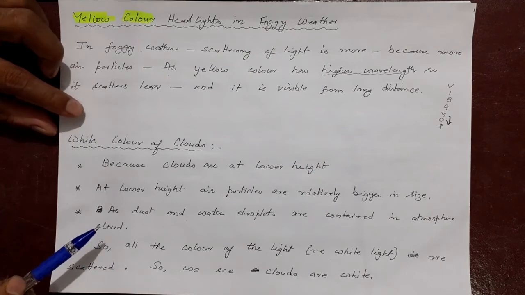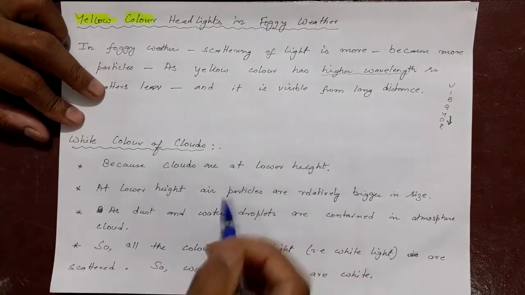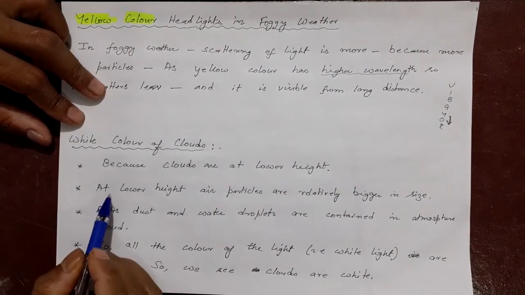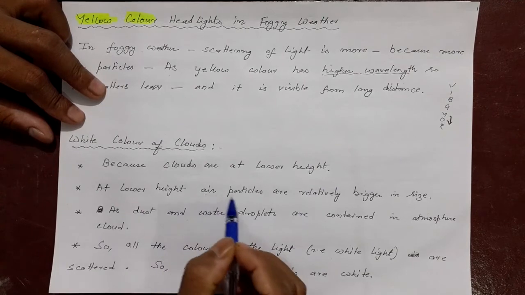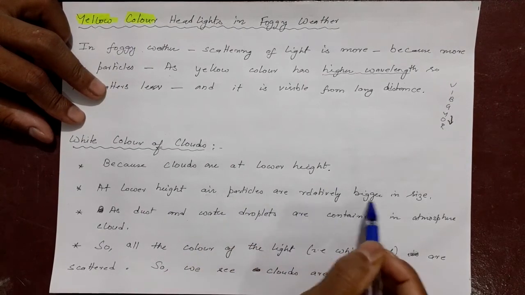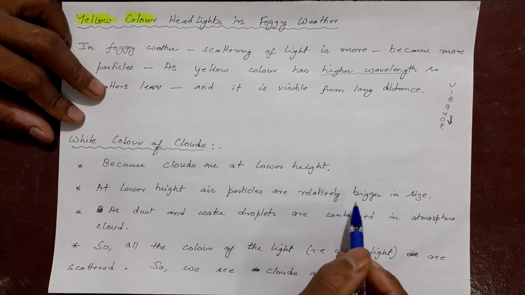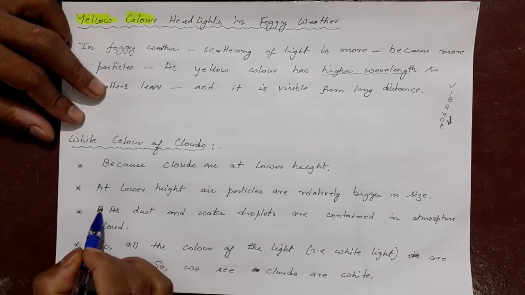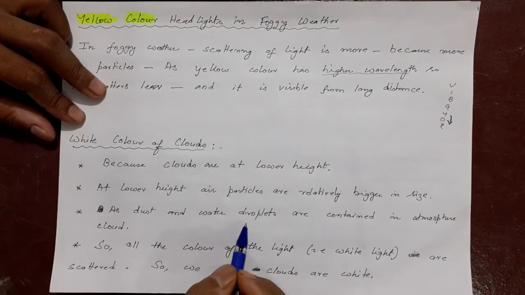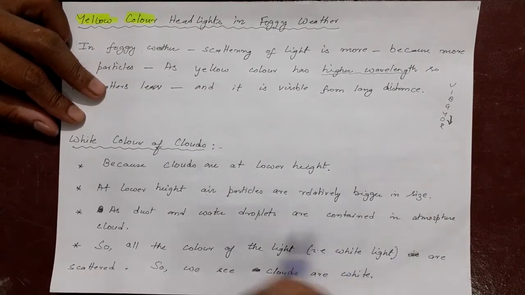Why is the cloud white? Because clouds are at a lower height. It is not very far. At such a lower height, air particles are relatively bigger in size. The molecules of the air particles are slightly bigger. Why are they bigger? Because they contain dust and water droplets. In the cloud, of course, water droplets will be there. So these are bigger in the atmosphere.